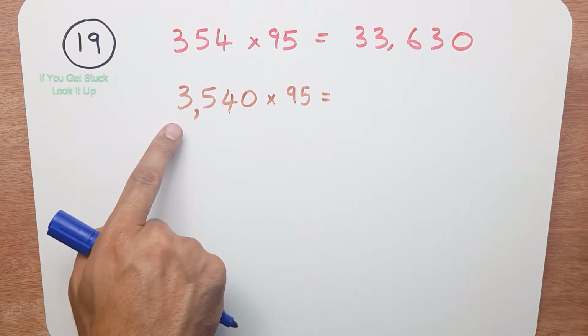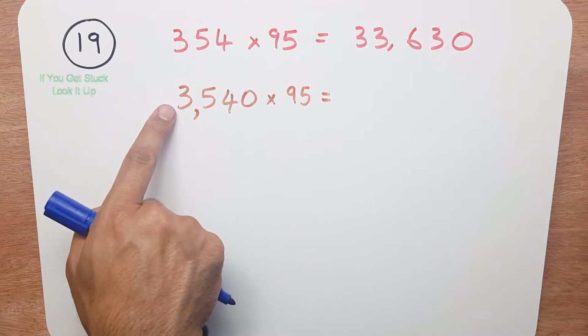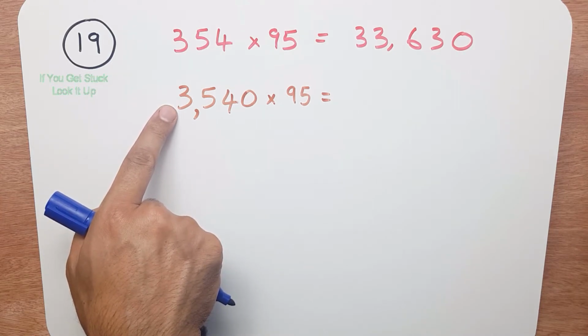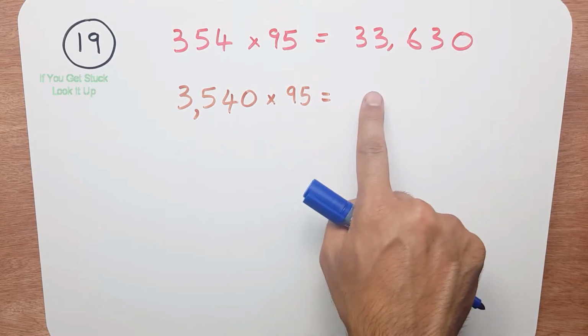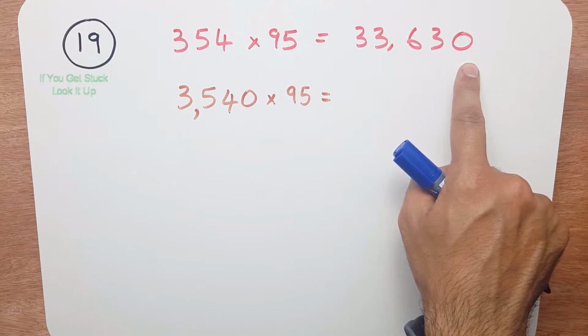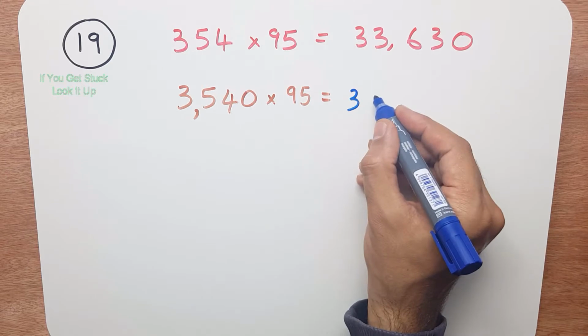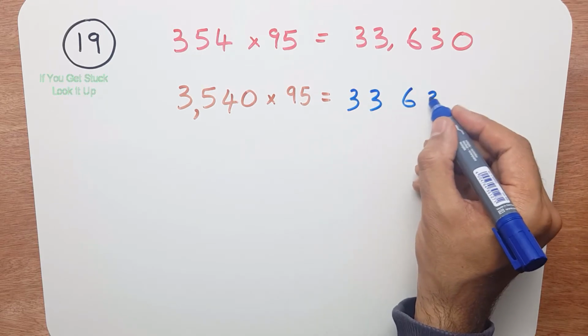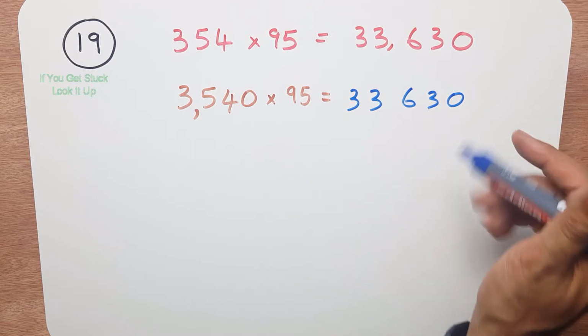As before, if you look carefully, you've got 354 and here you have 3,540. So this is 10 times bigger. And the 95s are the same. So our answer is going to be that number but 10 times bigger. So we'll have 33630. And how do you make a whole number 10 times bigger? You add a 0.